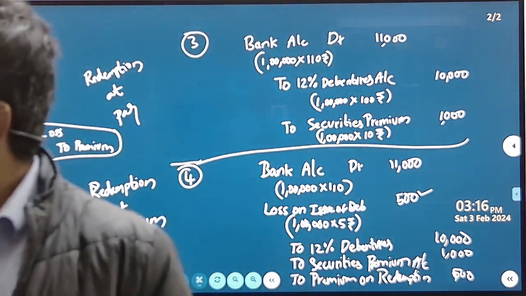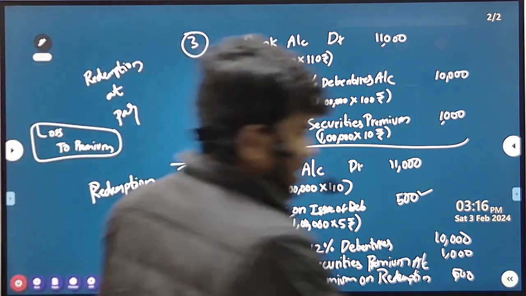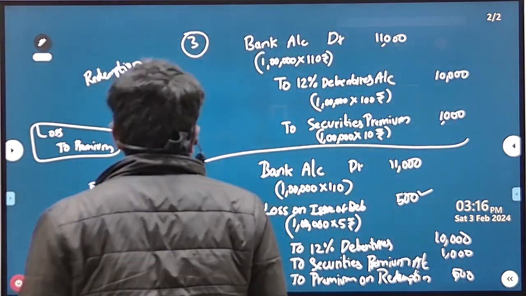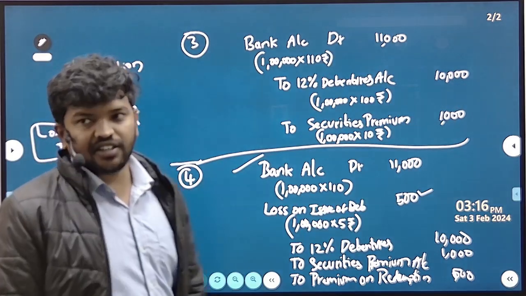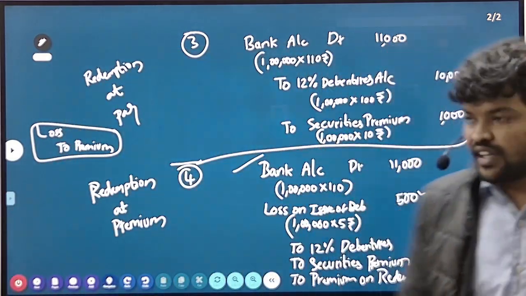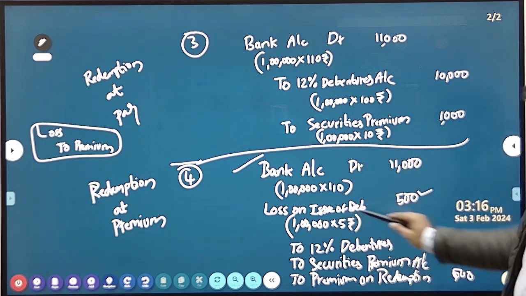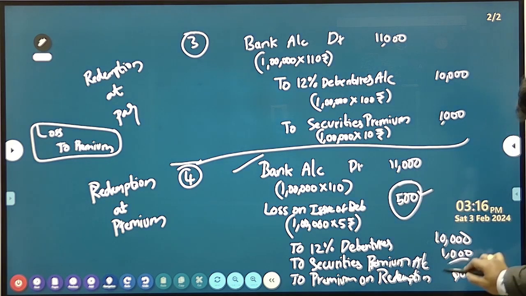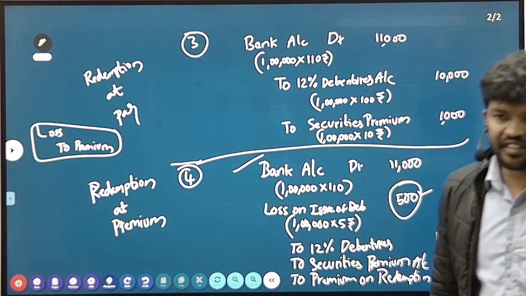Understood? If you have any doubt in this particular entry, you can ask. In this particular entry, rest everything is same. Additionally, this 500 and this 500, debit and credit.